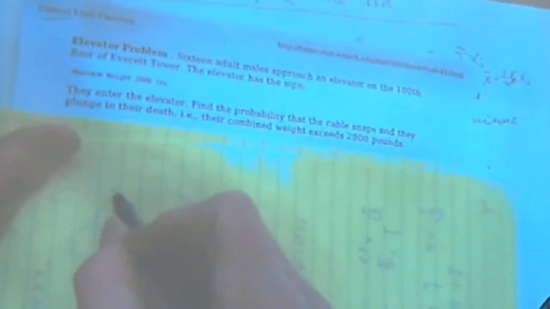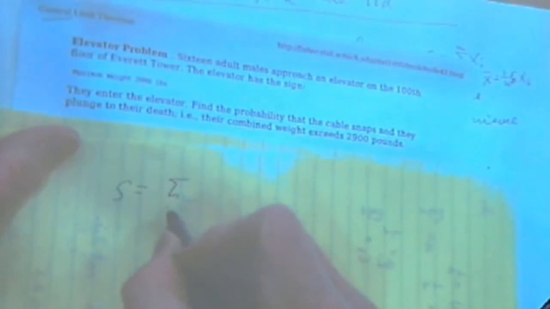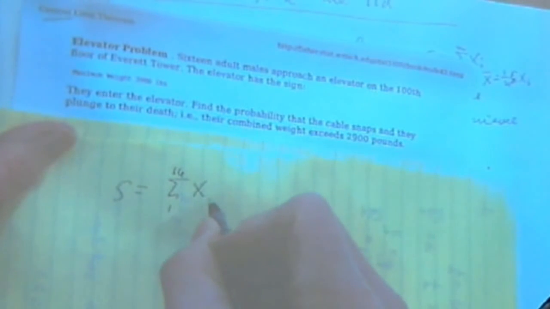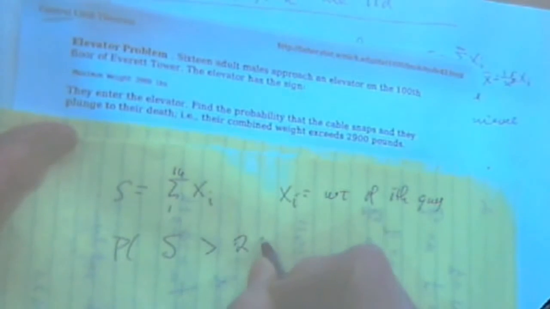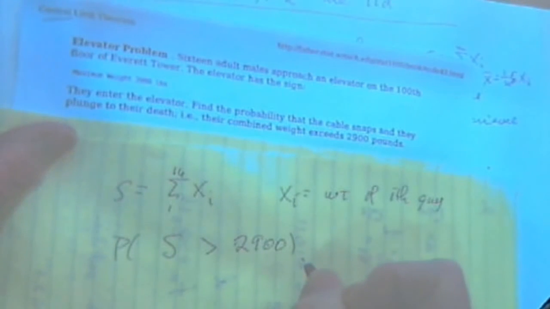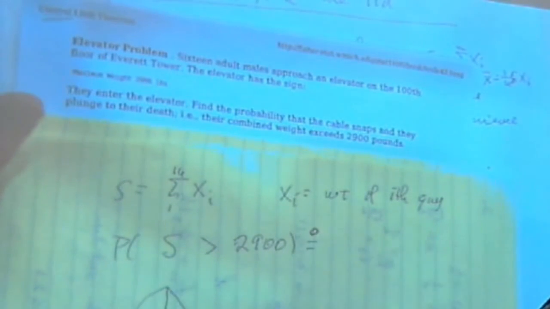Now you know how to solve this problem. Guess what S is? It's a sum from 1 to 16 of these guys' weights, the weight of the X guy. I just want to know the probability that S is greater than 2900. And you say, all right, I'm taking my parametric statistics class and talk about this integral. So I just want to find this area. It'll be an approximation.